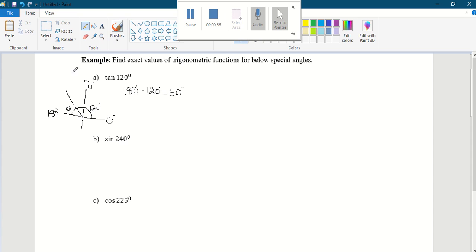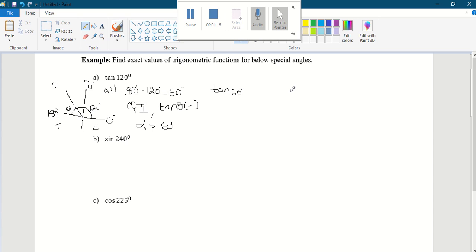Now this is in quadrant 2. We know it's in quadrant 2, and using the ASTC rule, in quadrant 2, tan theta will be negative. And the reference angle, as we saw, is 60 degrees. So we know alpha is 60 degrees, so we can find the value of tan 60.